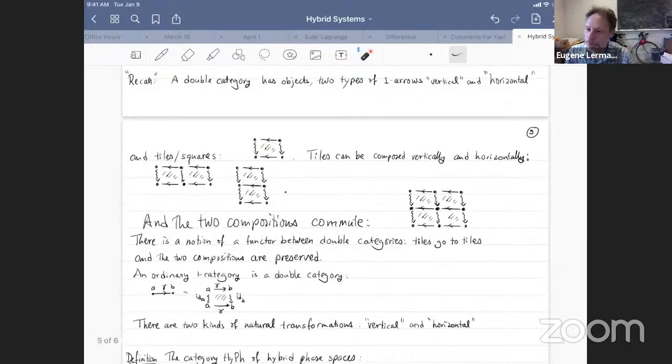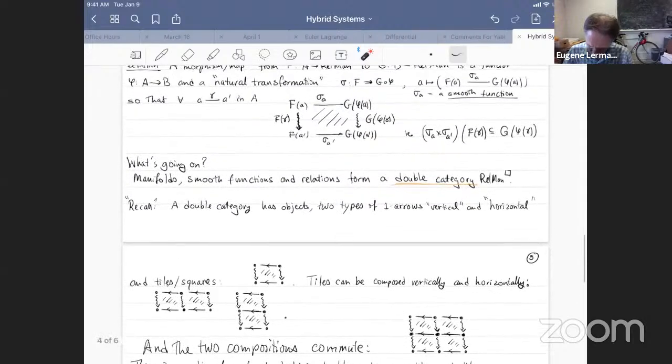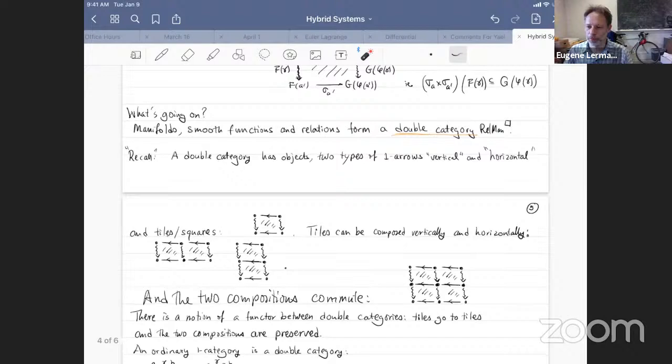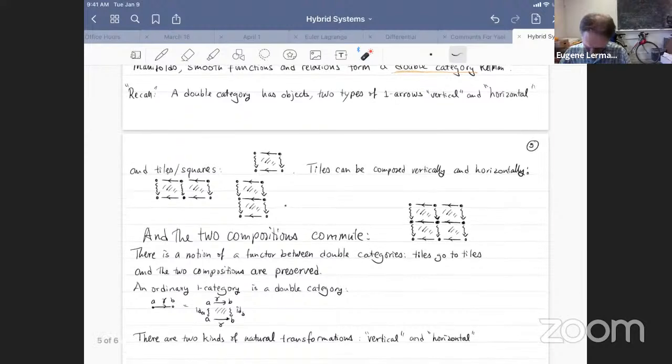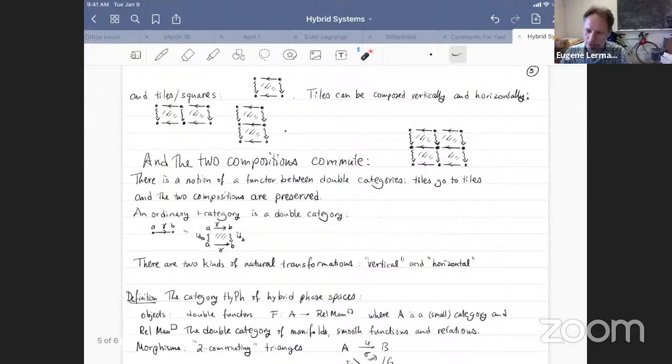And the two compositions should commute. If you take four squares, compose them this way, it's the same as composing them this way and then composing them horizontally. And if you stare at manifolds, relations and smooth maps, it is a double category in this primitive description. We can also think of double categories as categories internal to Cat, but that biases one direction over the other, and I forget which one over which. I guess you can do either. These double categories have been around since the 1950s, I think, due to Ehresmann.